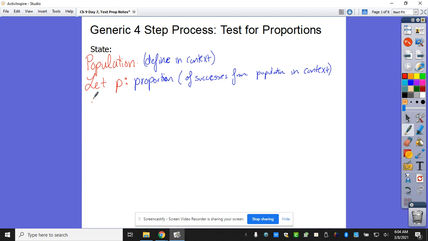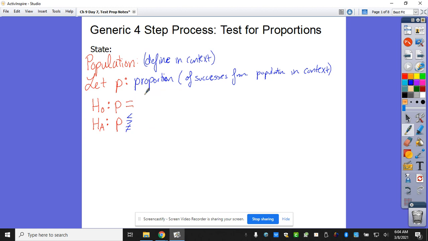So now we need to write out the null and alternative hypotheses. So this is H sub 0, this is H sub A. What's our first symbol going to be? Definitely for this type of problem, it's going to be P because we're dealing with proportions. Here it has to be equals. Here it gets to be one of three: less than, greater than, or not equal to.